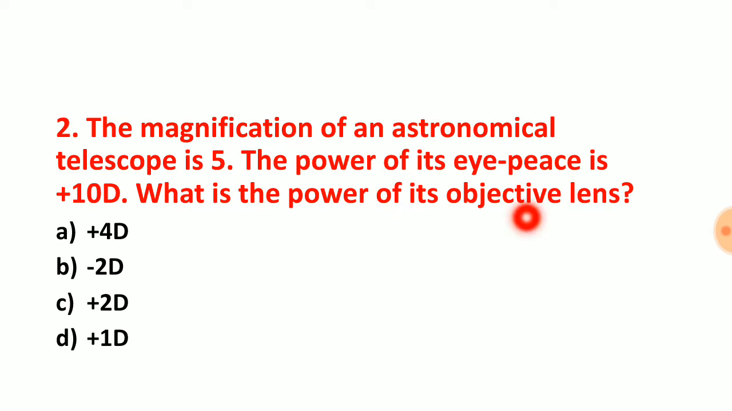The magnification of an astronomical telescope is 5. The power of its eyepiece is plus 10 diopter. Then power of its objective lens is. Here it is asking for power. We need to find the power and magnification is given over here.